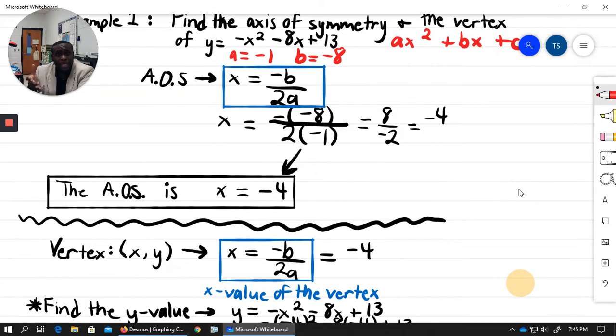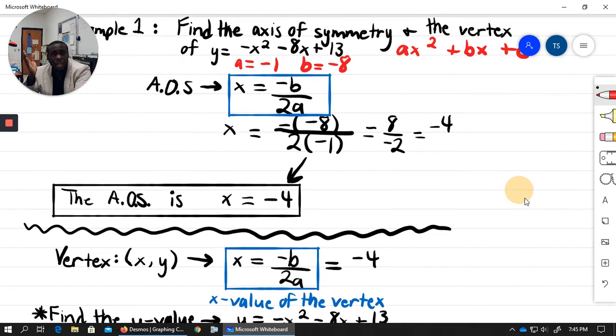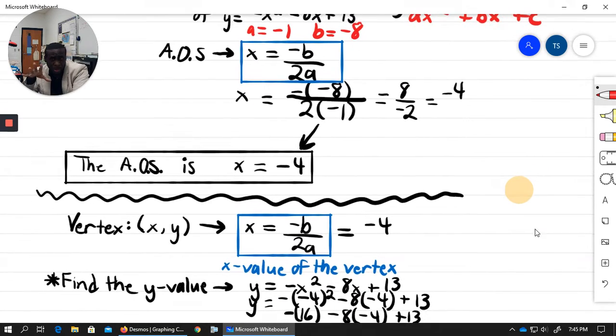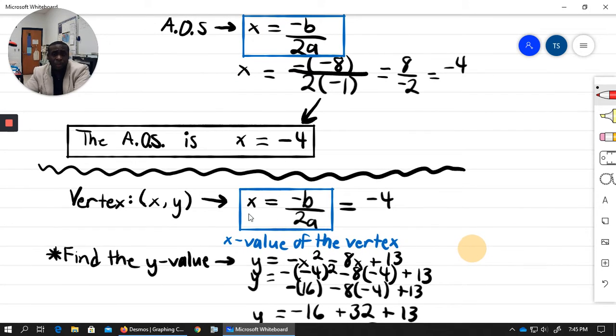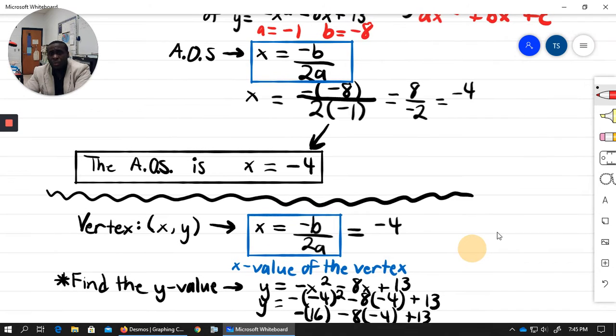And for my example, I'm also asking you to find the vertex. On Delta Math, it may be a case where it's just asking you to find the vertex. But folks, whether you're finding the axis of symmetry or the vertex, you're going to use that same formula, negative b over 2a.